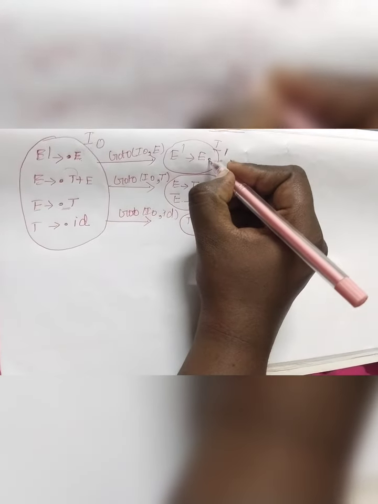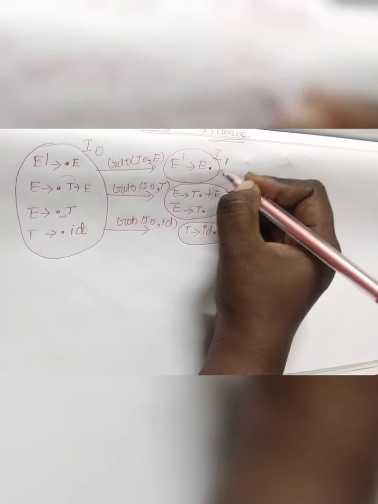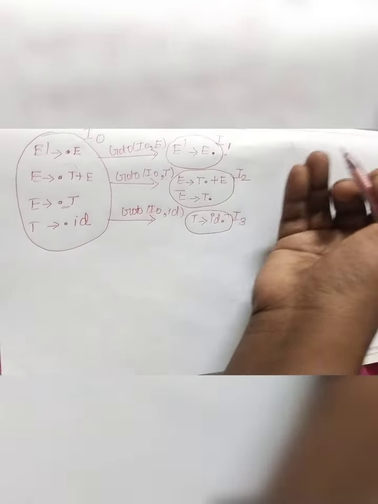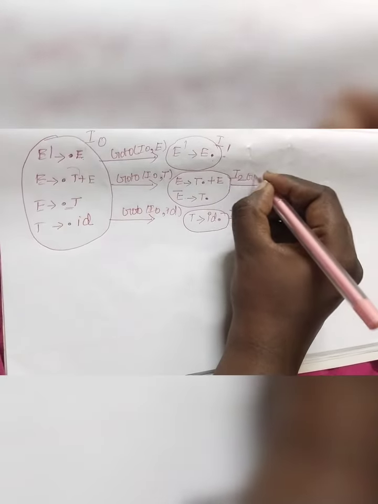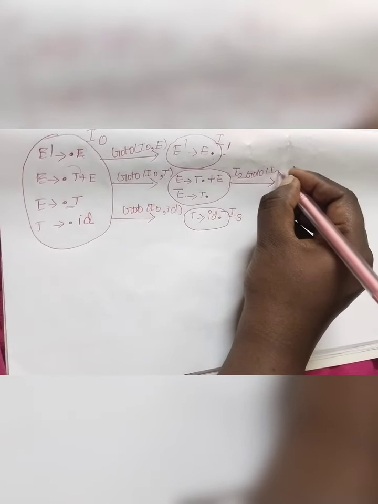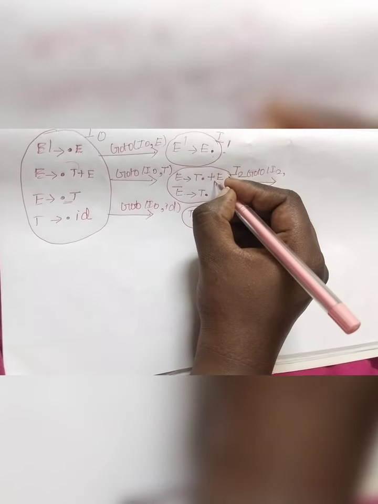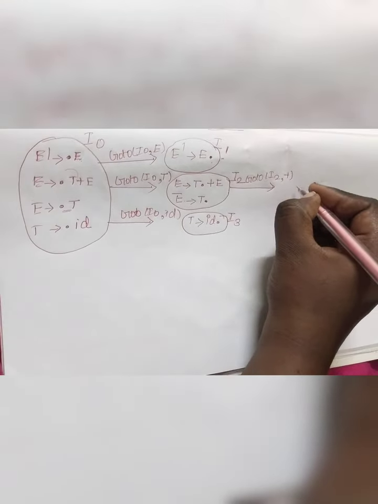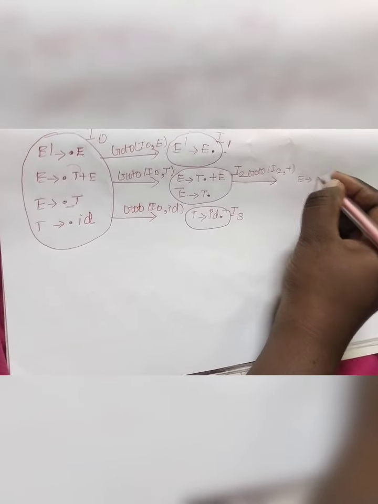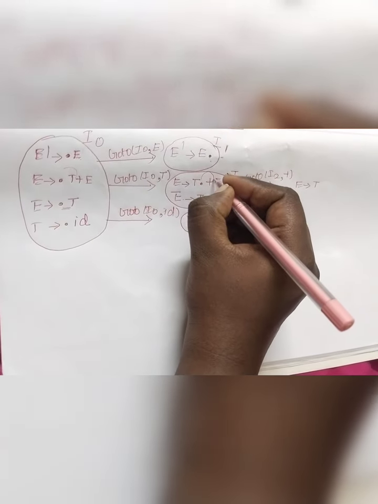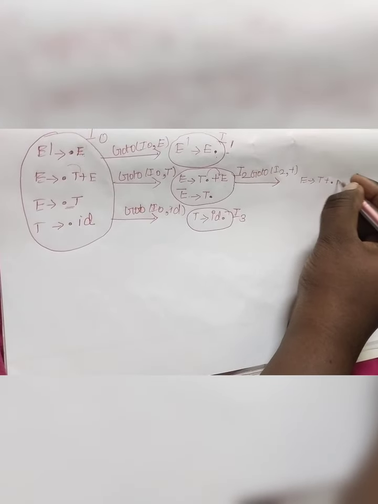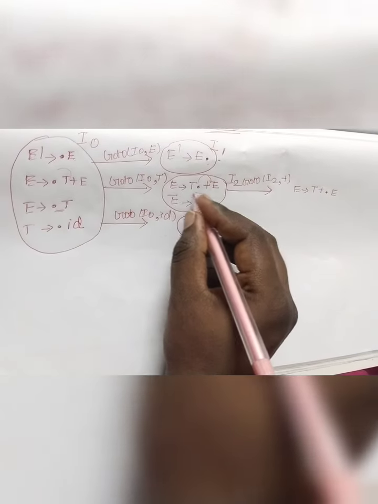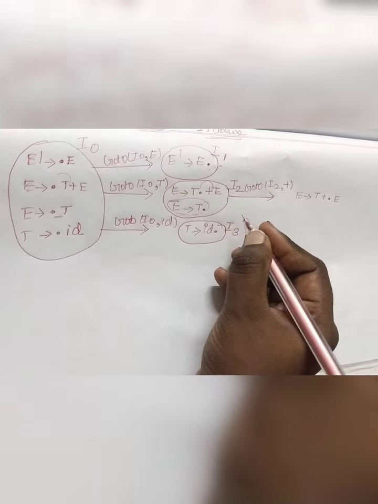Okay. Then here, having dot at the end, if it ends now, this item number is completed. No need to do this again. Here you have to check again: goto of I2 comma next dot nearby plus. So what will come? E tends to T plus dot E. Here you have to check. This is already completed. No need to write this again.